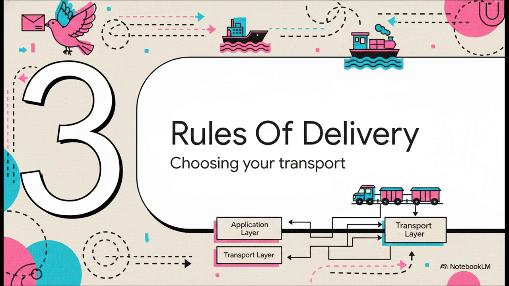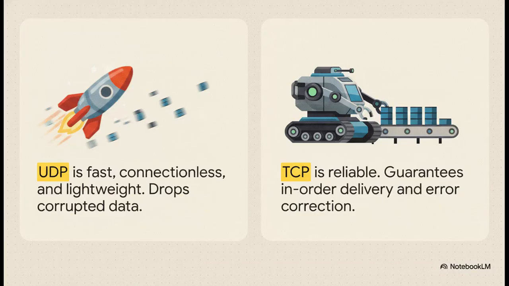Time to choose your transport. So here we have the ultimate beginner showdown between your two main transport options. In one corner, we have UDP. UDP is your reckless speed demon. It's connectionless, it's incredibly lightweight, and honestly, if some data gets corrupted or lost along the way, it doesn't care. It just drops it, which makes it absolutely perfect for things like live video streaming or gaming, where speed is basically everything. But in the other corner, we have TCP.